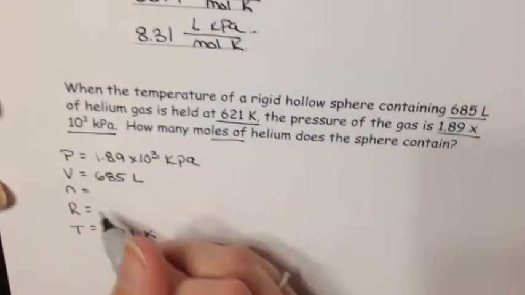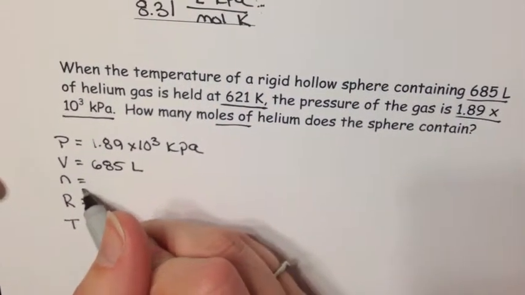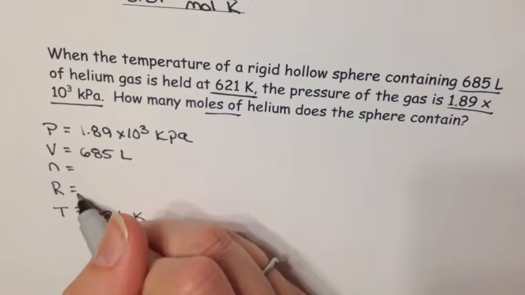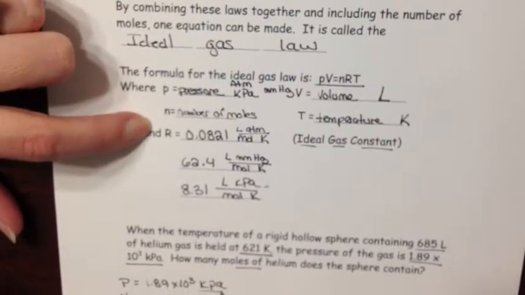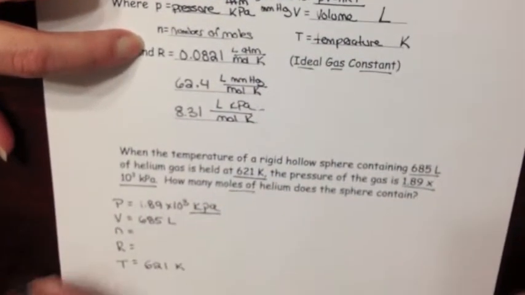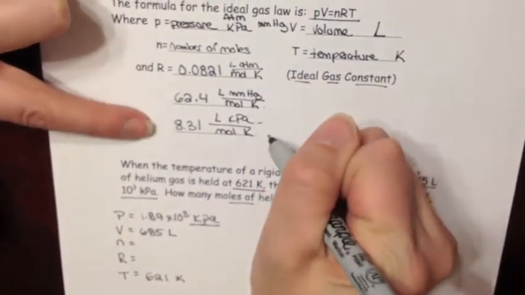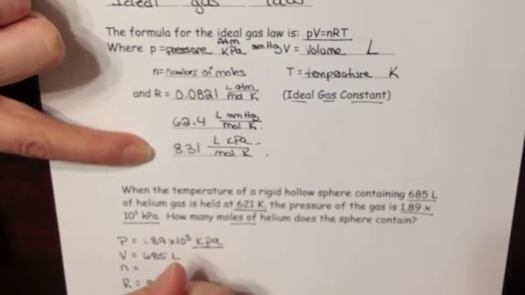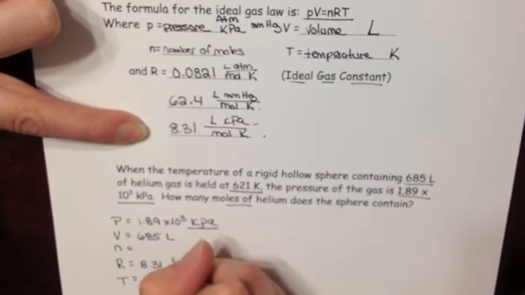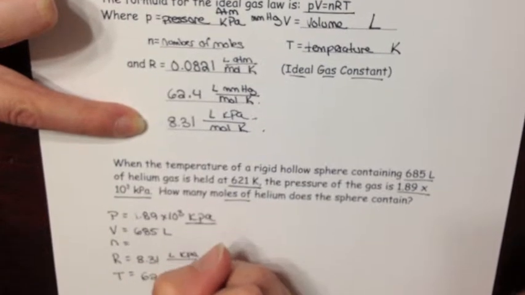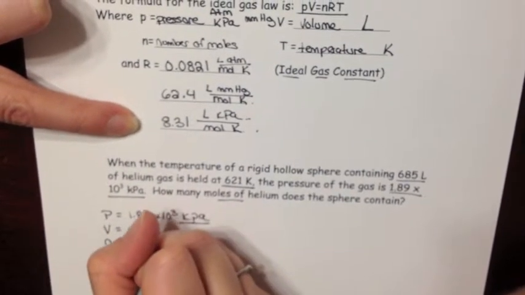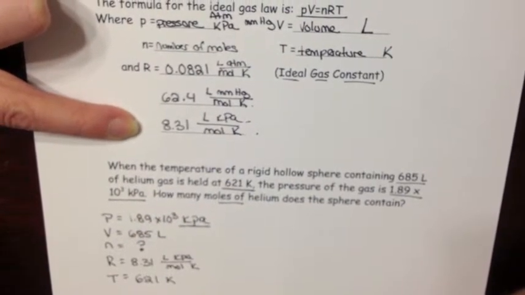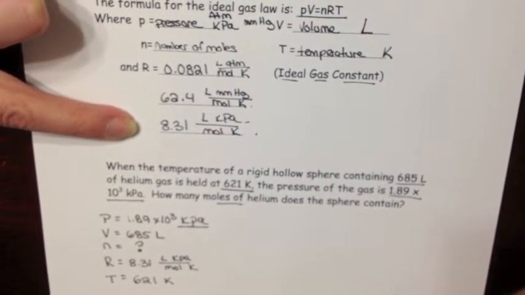And now I have two values that I'm missing. I am missing N and I am missing R. For R, I'm going to choose one of these constants. Since I had kilopascals as my given pressure, I am going to choose 8.31 liter kilopascals per mole Kelvin. And N is my missing value. So that's what we're solving for today.